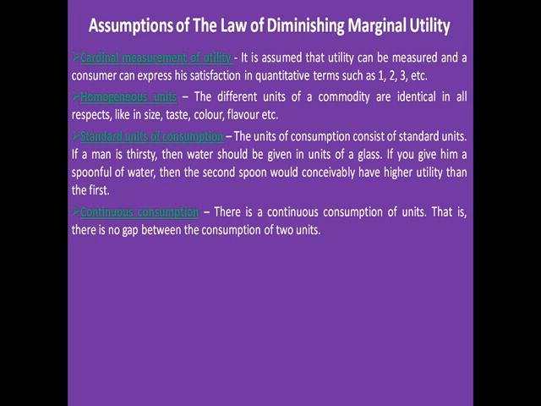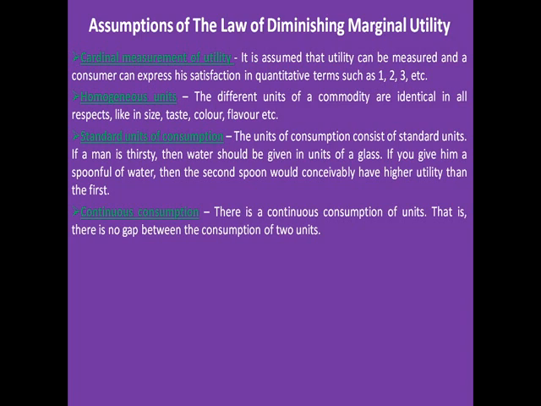Then continuous consumption, that is, your consumption process should be continuous. It is not that you take a rasagulla in the morning and another rasagulla in the evening or at night, because then this law will not be operative. When you take the rasagulla in the morning, suppose your satisfaction is 10, and in the evening the utility derived from the second unit may be more than 10, it may be 15 or 20. That is where your law of diminishing marginal utility is not working.